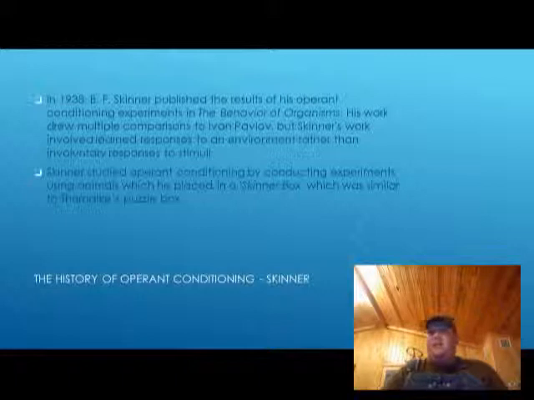In 1938, B.F. Skinner published the results of his operant conditioning experiments in The Behavior of Organisms. His work drew multiple comparisons to Ivan Pavlov, but Skinner's work involved learning responses to an environment rather than involuntary responses to stimuli. Skinner studied operant conditioning by conducting experiments using animals he placed in a Skinner box, which was similar to Thorndike's puzzle box.